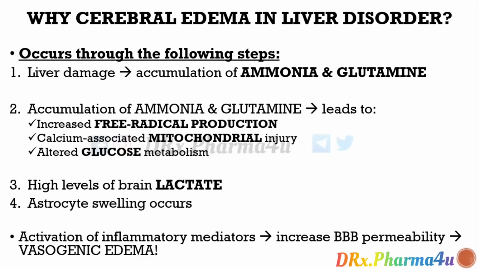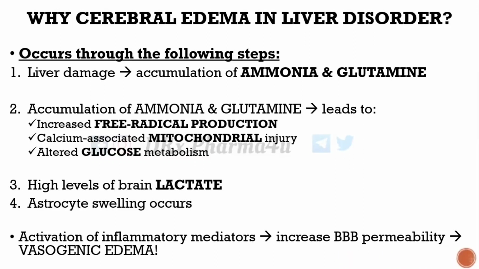So why is cerebral edema observed in liver disease? There are some steps involved. When there is liver damage due to a particular medication, there is accumulation of ammonia and glutamine. Now, why ammonia gets accumulated, we'll talk about that later, because the liver has the property of detoxifying ammonia into urea, and that is excreted from the body. But when the liver is damaged, the detoxification doesn't happen, so ammonia stays as it is. Now, when ammonia and glutamate get accumulated, it leads to three problems.